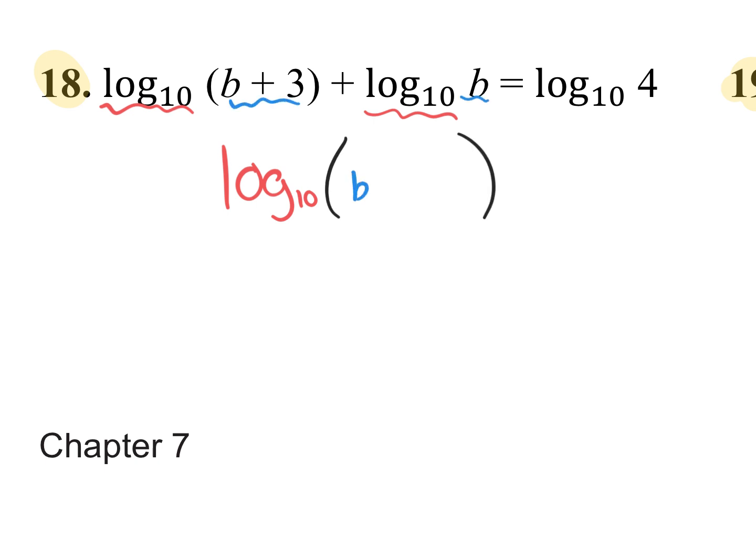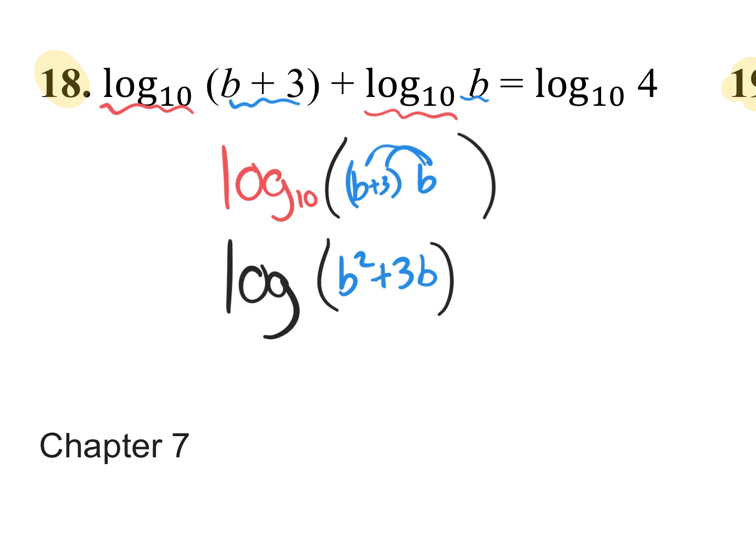So you really have b plus 3 that you need to multiply times the b, okay? And that involves the distributive property. B times b is b squared, and b times 3 is 3b. So you really have b squared plus 3b inside parentheses with the log base 10 in front of it. So the whole left side, log base 10 of this plus log base 10 of that, becomes log base 10 of this. You condensed it, you now have one log base 10 on the left side.